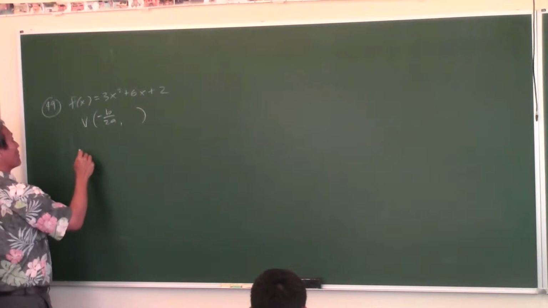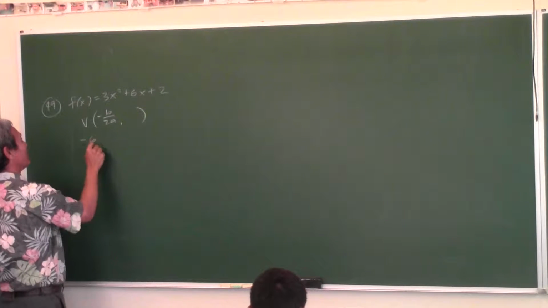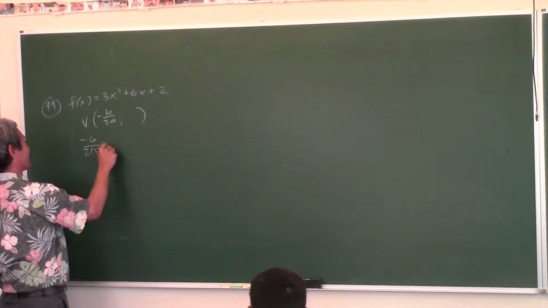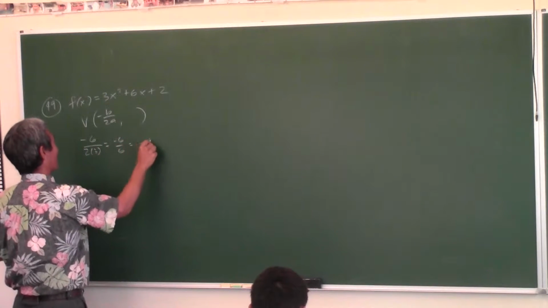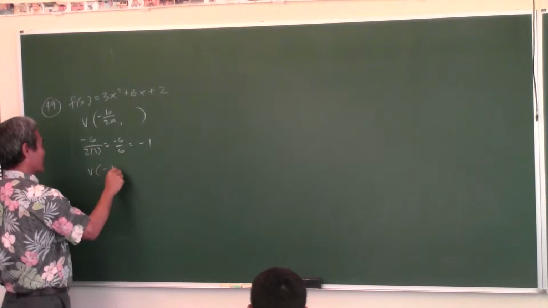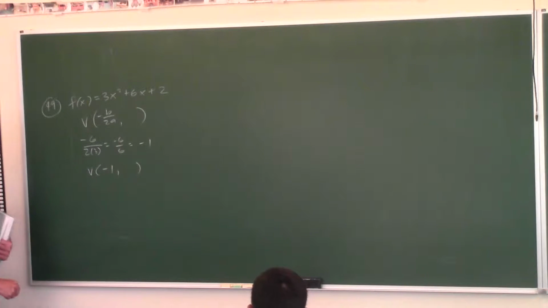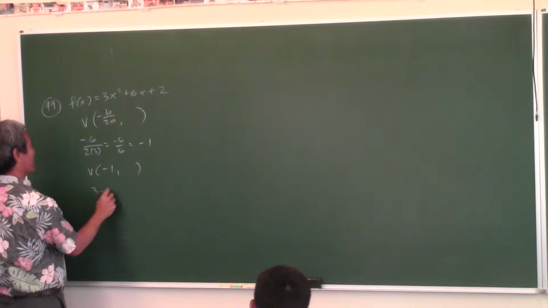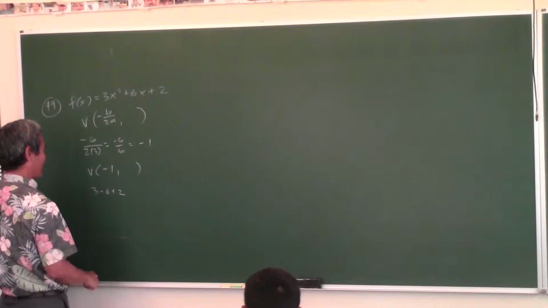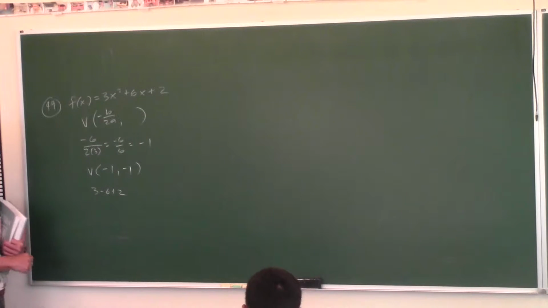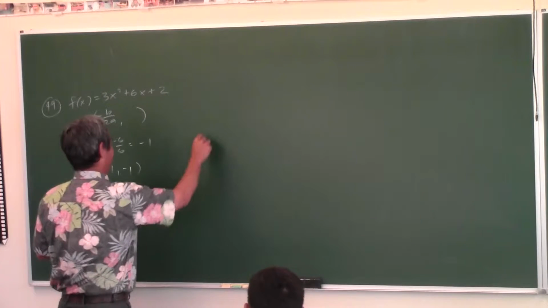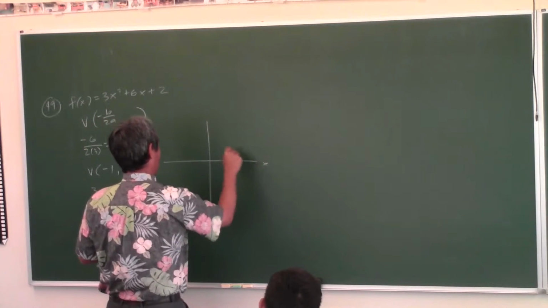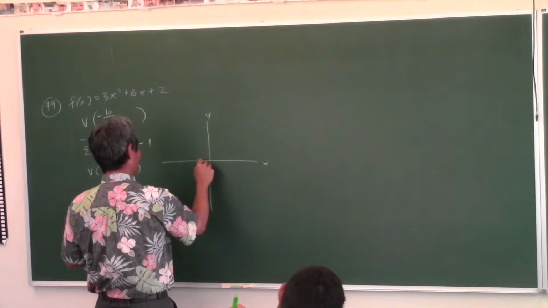Okay, so in this problem, what is negative b over 2a? That's negative 6 over 6, which is negative 1. So the x-coordinate of the vertex is negative 1, and how do I figure out what the y-coordinate is? You plug it back in. So if I plug it back in, you're going to get 3 minus 6 plus 2. So that's 5 minus 6, negative 1. Did I do that correctly? Yes, because I'm the teacher. Okay, so the vertex is at negative 1, negative 1.